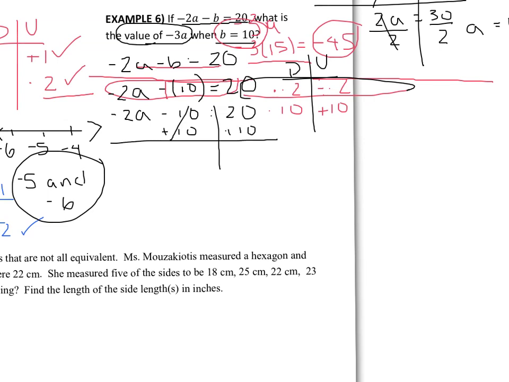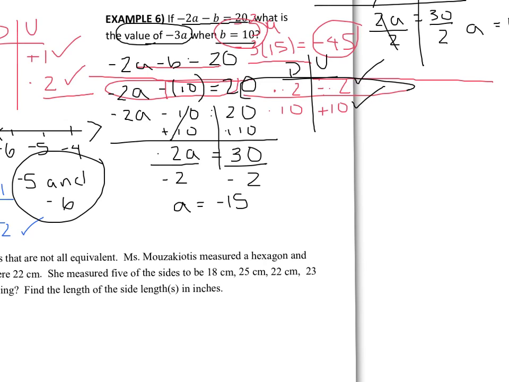This cancels. I haven't done anything with my negative 2a, so I'm going to bring that down. 20 plus 10 is 30. I've done this step. Next, I need to divide by negative 2. Divide both sides by negative 2. I'm left with a equals negative 15.